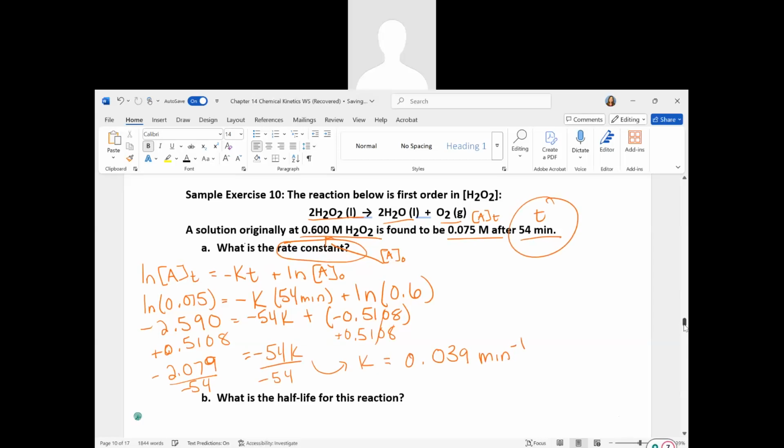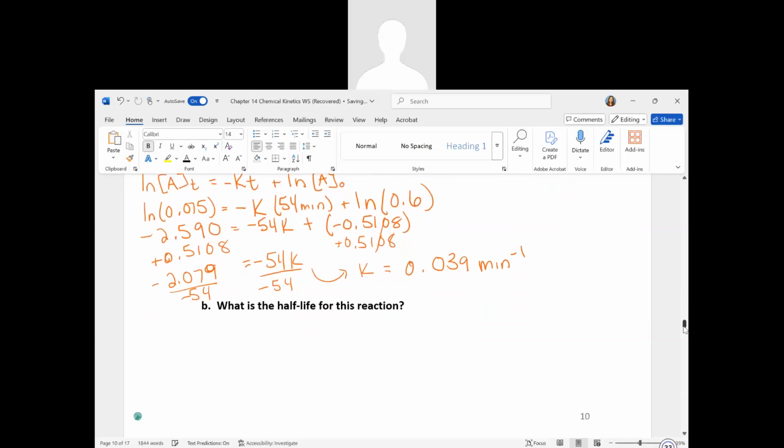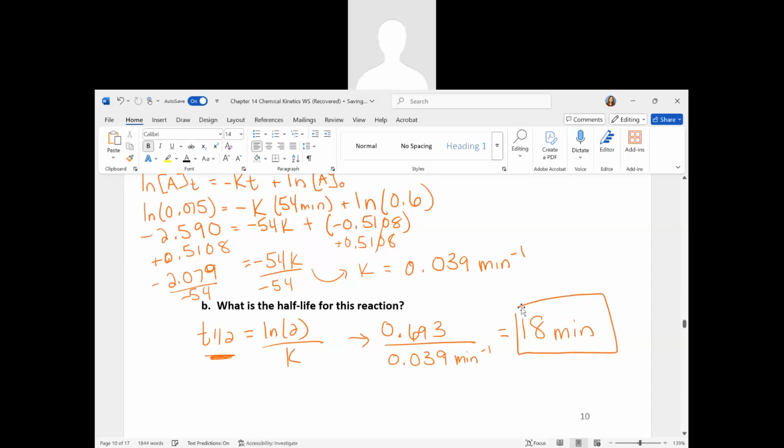So we're asked in part B here to figure out what the half-life is for this reaction. We know for a first order reaction that the equation t to the 1/2 will equal the natural log of 2 divided by the rate constant k. If we're asked to solve for this here, all we have to do is plug in natural log of 2. That gives us 0.693. And then we divide by 0.039 per minute, rate constant k. And that gives us approximately 8 minutes for our half-life.